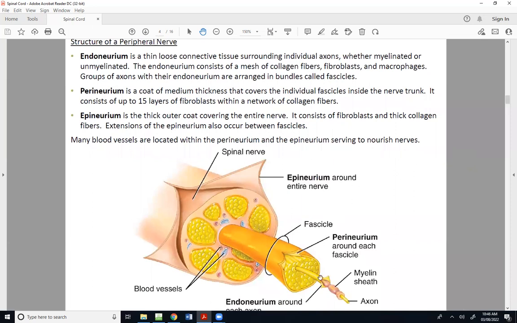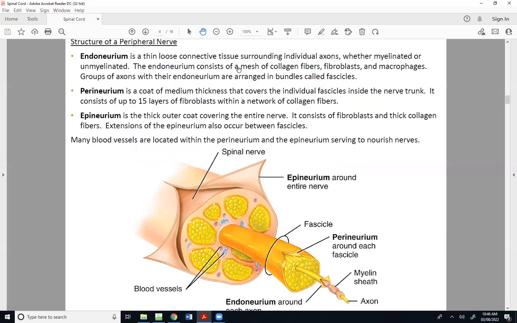And then finally, the innermost layer is the endoneurium. It's a thin, loose connective tissue that surrounds the individual axons. In this case, we've opened up one of those and show that this axon is myelinated, but not all neurons are myelinated. So in some cases, you might open up the endoneurium to find an unmyelinated axon inside.